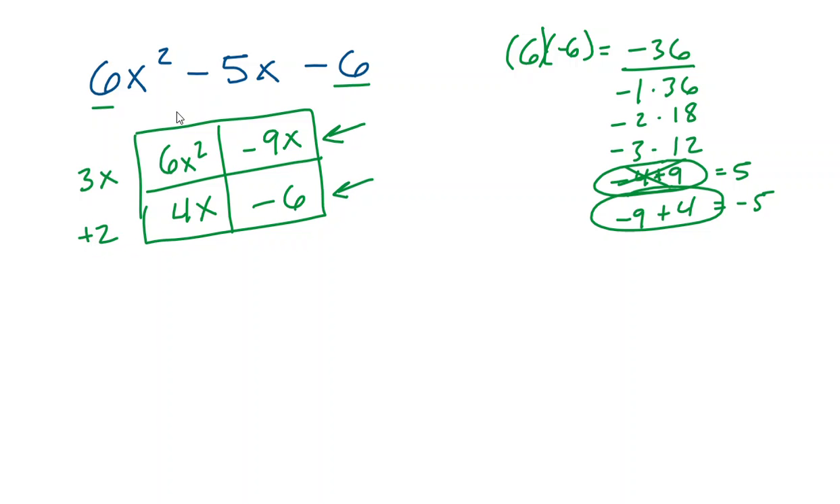First column, 6x squared and 4x have a 2x in common. Second column, two numbers, so if one's negative and one's positive, then we just say positive. But if they're both negative, then we say they have a common factor of negative. In this case, it's negative 3. So my factors are 3x plus 2 and 2x minus 3.